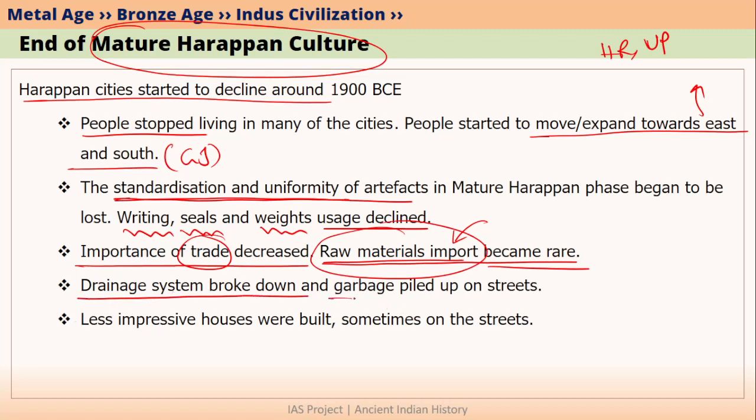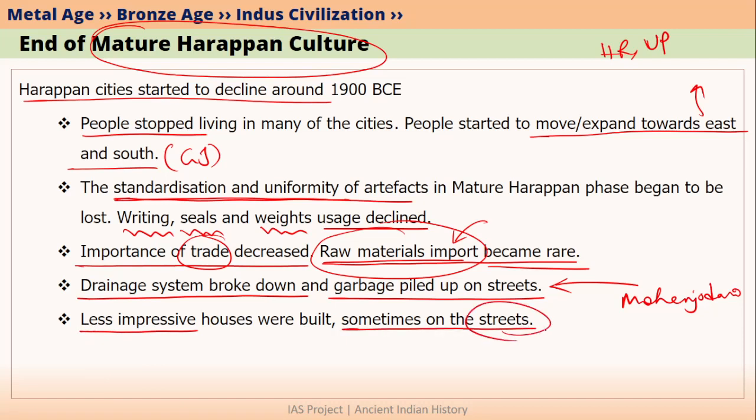Because of this, garbage piled on the streets. During excavations, this was actually found in Mohenjo-daro city. Moreover, in Mohenjo-daro, what they observed was, after 1900 BCE, the houses became less impressive. Moreover, sometimes the houses and other buildings were often built on the streets.